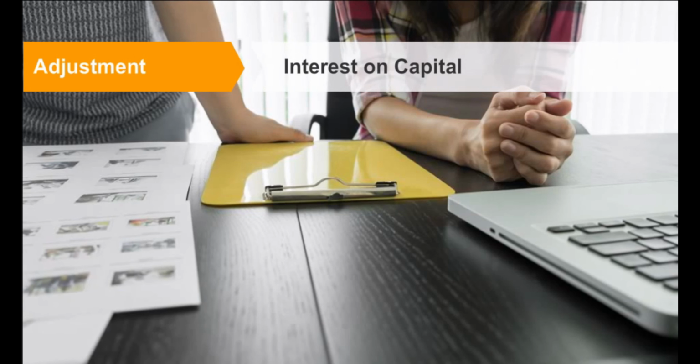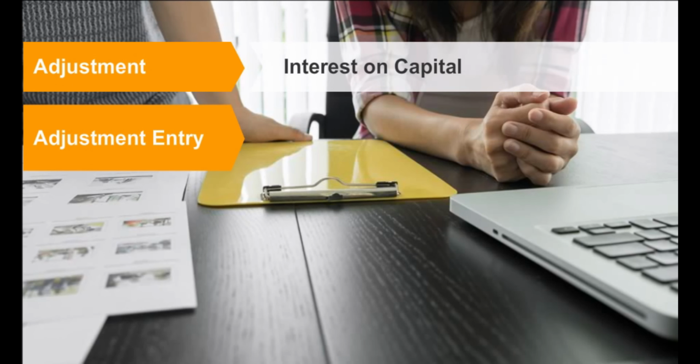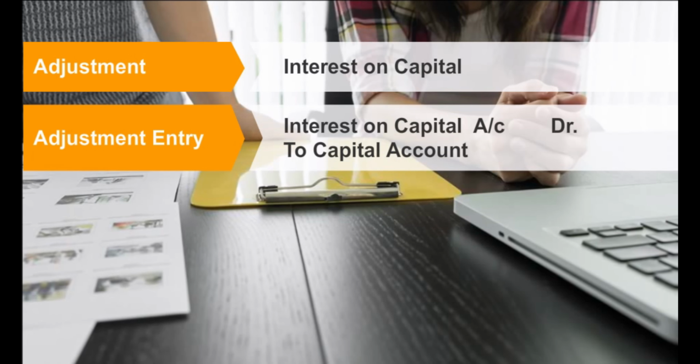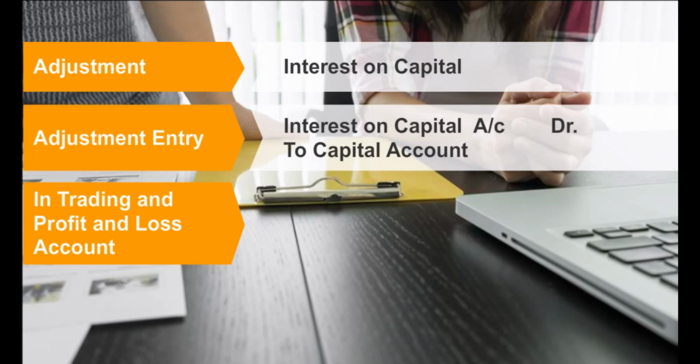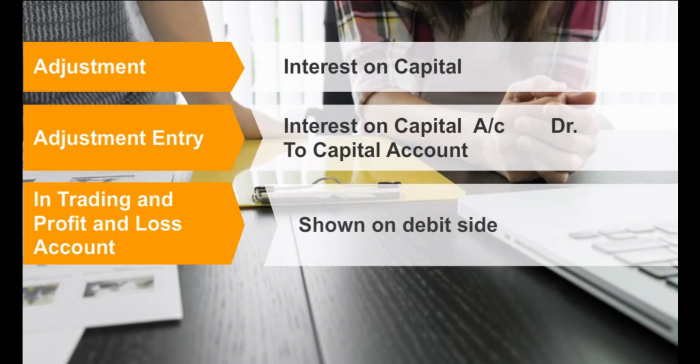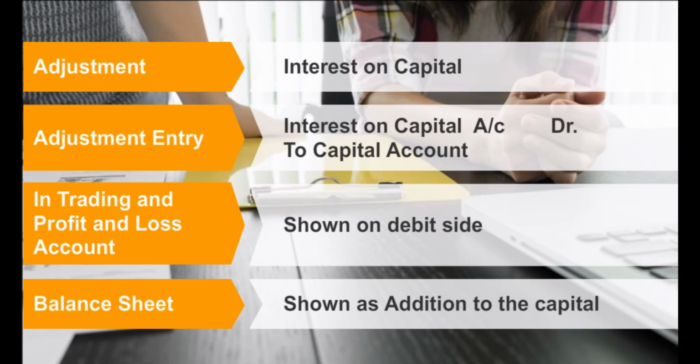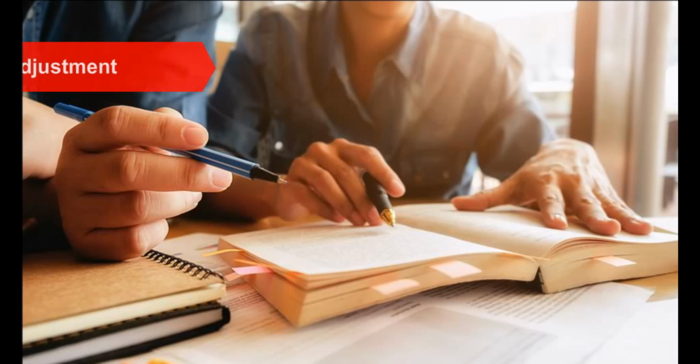Adjustment: interest on capital. Adjustment entry: interest on capital account debited to capital account. In the trading and profit and loss account, it is shown on the debit side. In the balance sheet, it is shown as an addition to the capital.